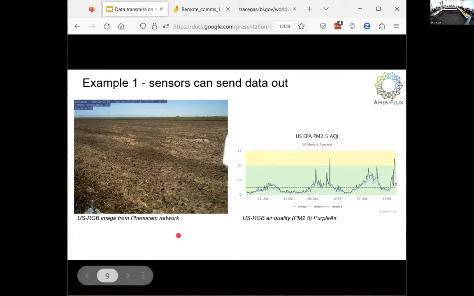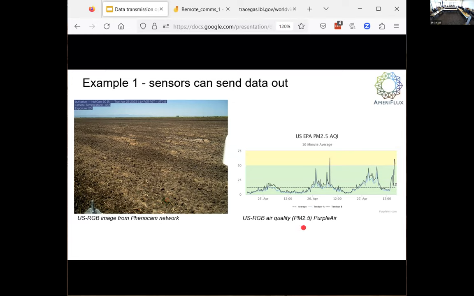For other sensors, just putting them on the internet enables them to do what they're trying to do, which is upload data. There are some sensors that are connected to cloud data services, so I just need to plug them into the internet and they're going to do their own thing. This is great. One example is the PhenoCam network. These are just cameras that are taking imagery and sending it out to an FTP cloud server. So I put them on the internet, and they're doing their own thing.